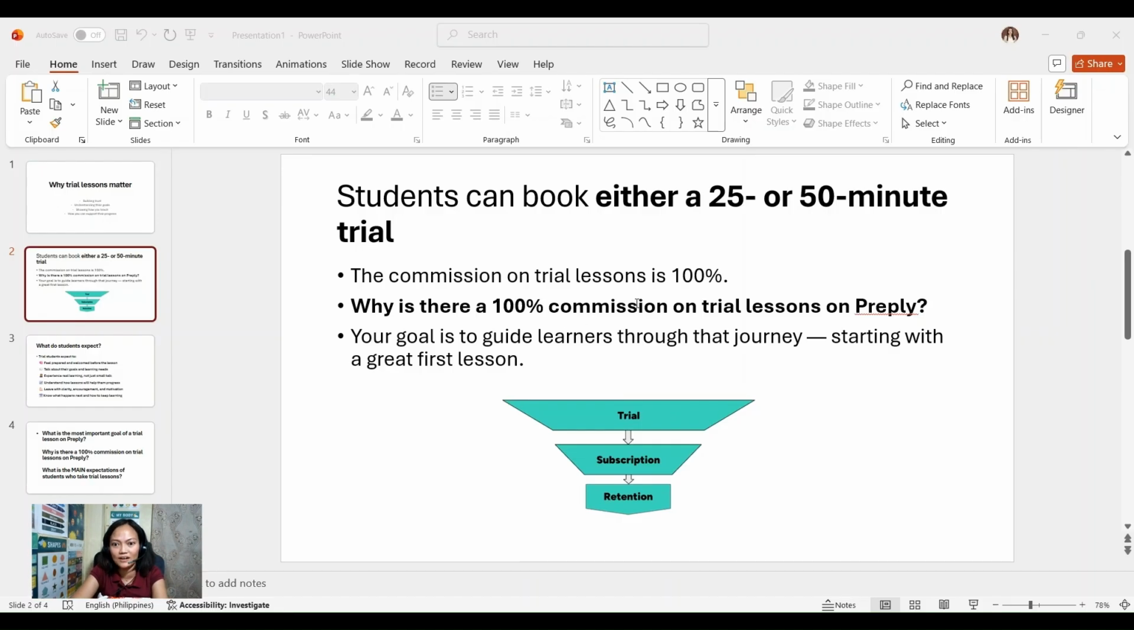Anyway, the commission. Let's talk about commission. Actually, the commission in trial lessons is 100%. Which means that the full cost goes toward covering the platform and student acquisition costs. Yes, the trial lesson is 100% there. You get nothing from a trial lesson, not even a cent. As in 100% goes to the company.